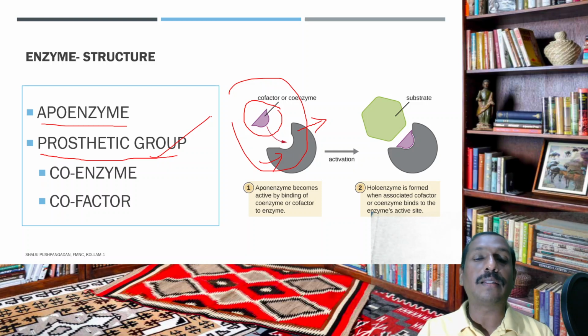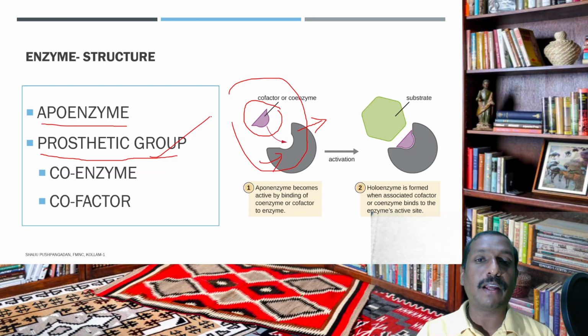and when that apoenzyme has to work properly, it may need the support of a non-protein component, and that non-protein part or non-protein component of the enzyme is called prosthetic group. That non-protein part is called prosthetic group.